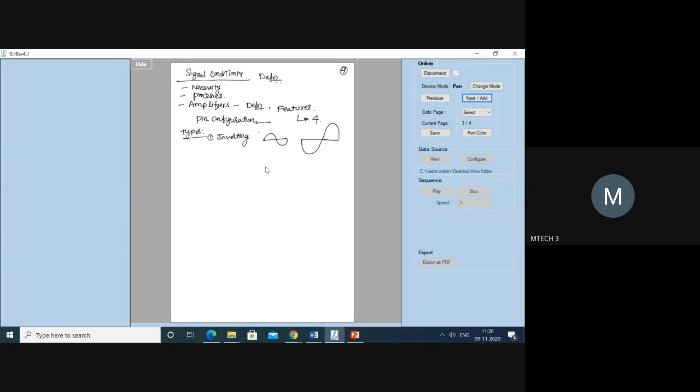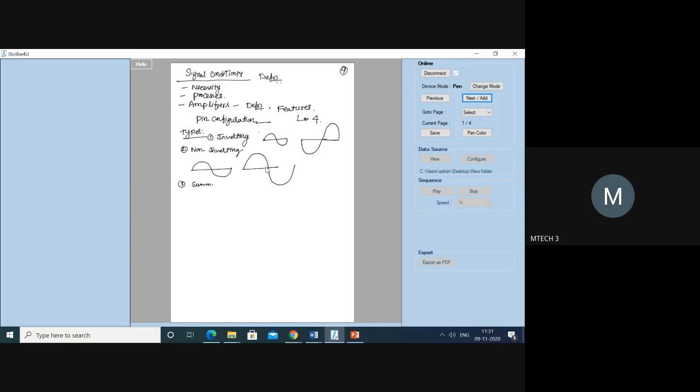Second one is non-inverting. The non-inverting, if this is the signal, the output is going to be what? The output is going to be increased, but it is going to be in phase. Clear? Right.